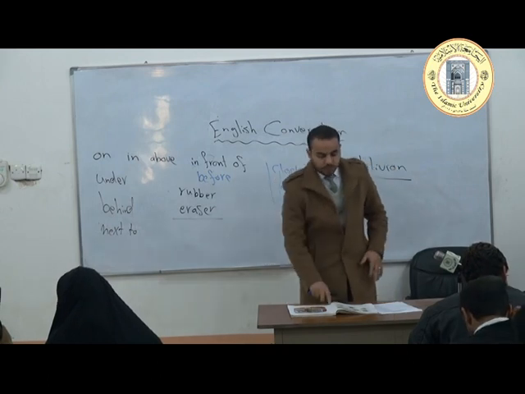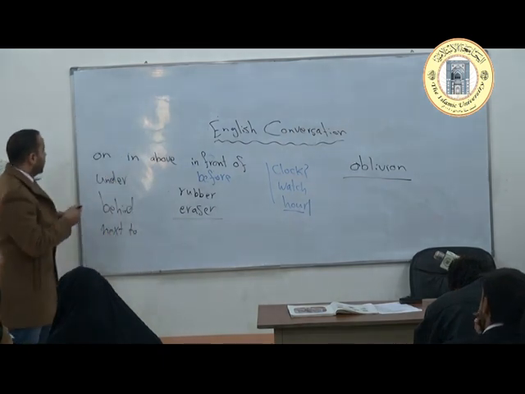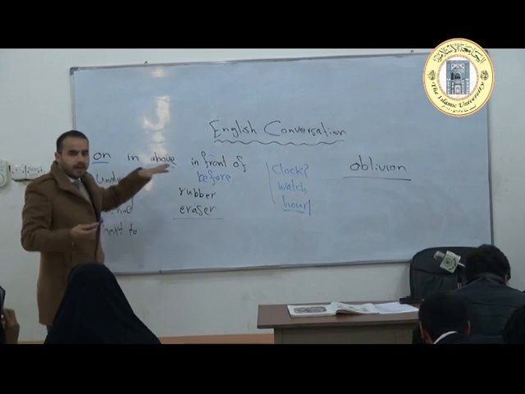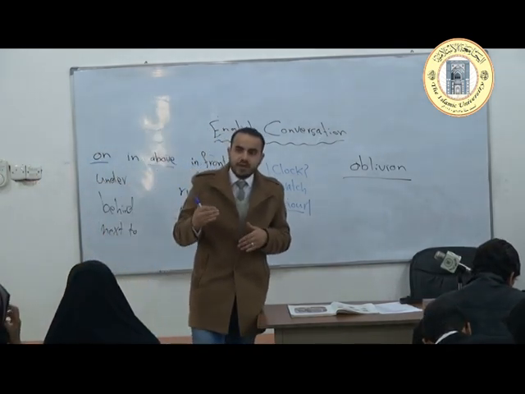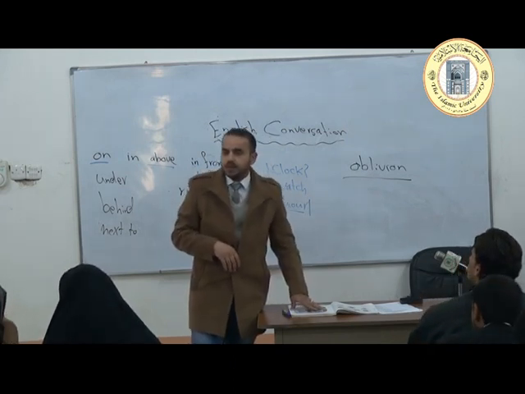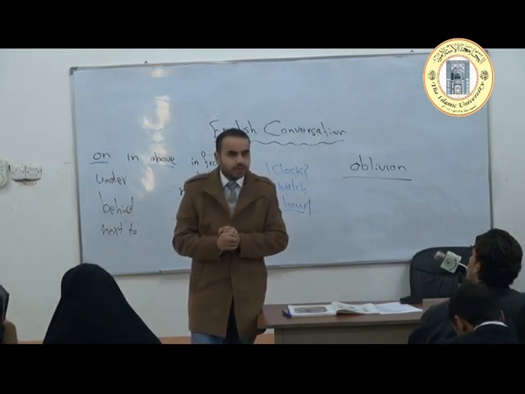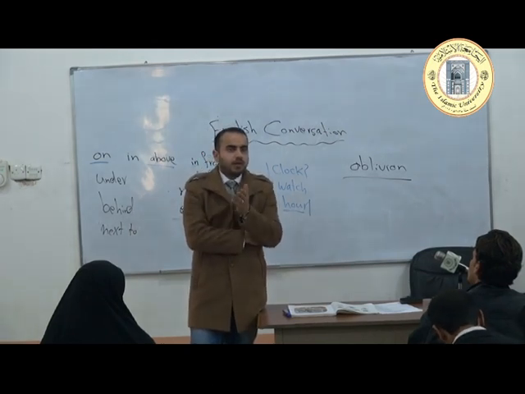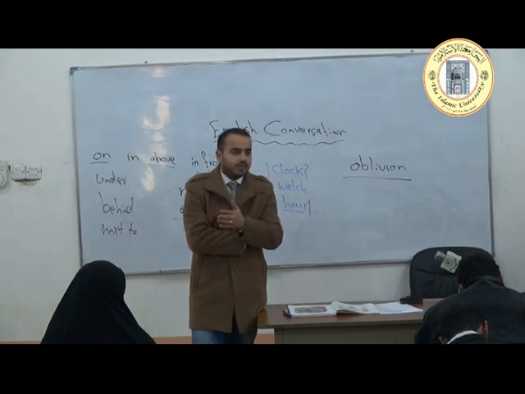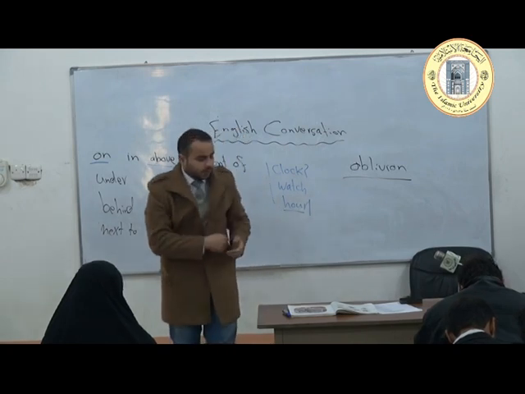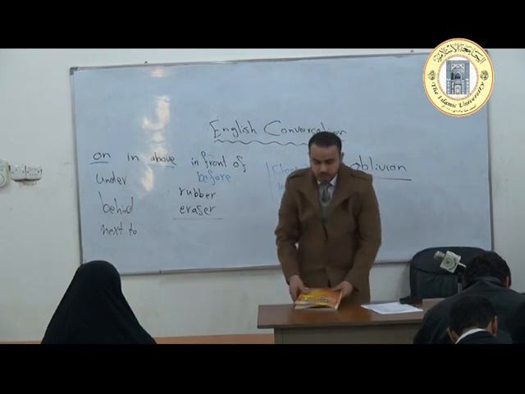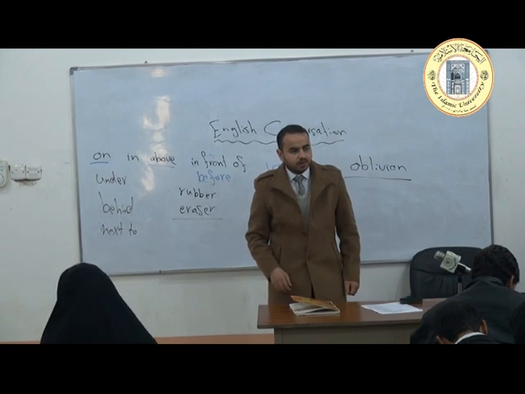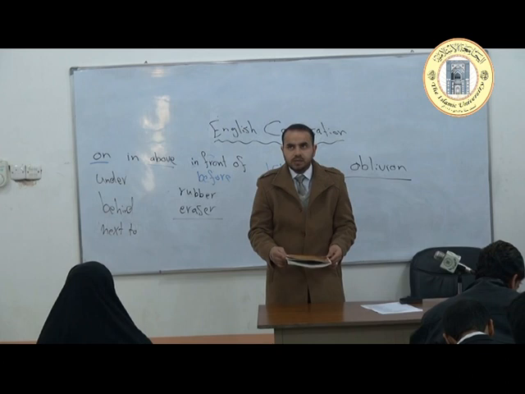What else? By the way, on and above. Both mean something on something or above something. What's the difference between them? Say the book is on the table. The book is above the table. What's the difference between them? It's not a matter of plurality or singularity, it's a difference in meaning. Can you distinguish the difference?